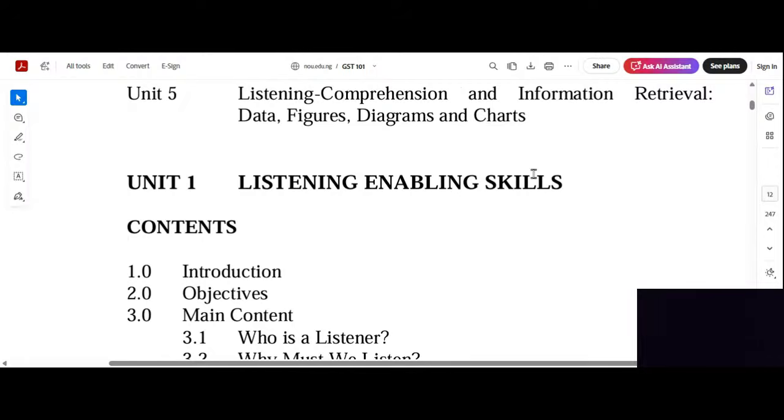Listening enabling skills. In a nutshell, before we begin anything, let me ask you this simple question. GST 101 material is based on two major concepts. Kindly list them in the chat box. What are the two major concepts GST 101 is all about or deals with? Yes, I will wait for your responses before we start Unit 1.